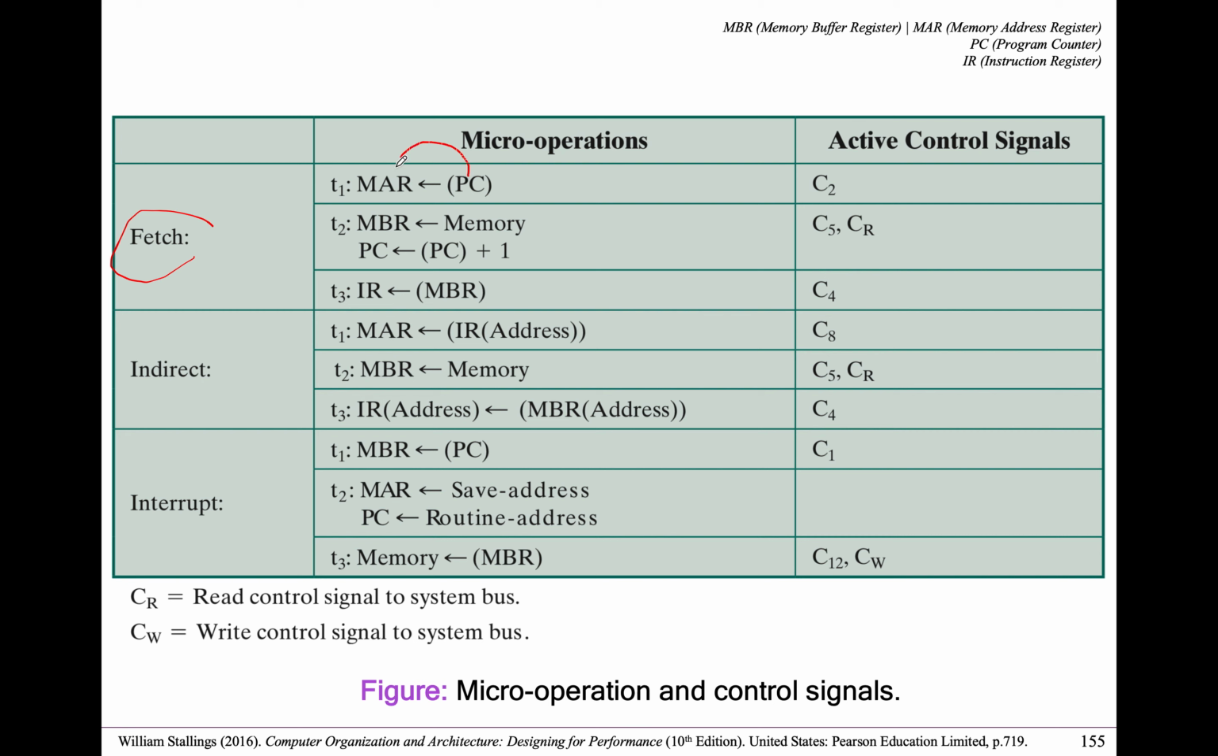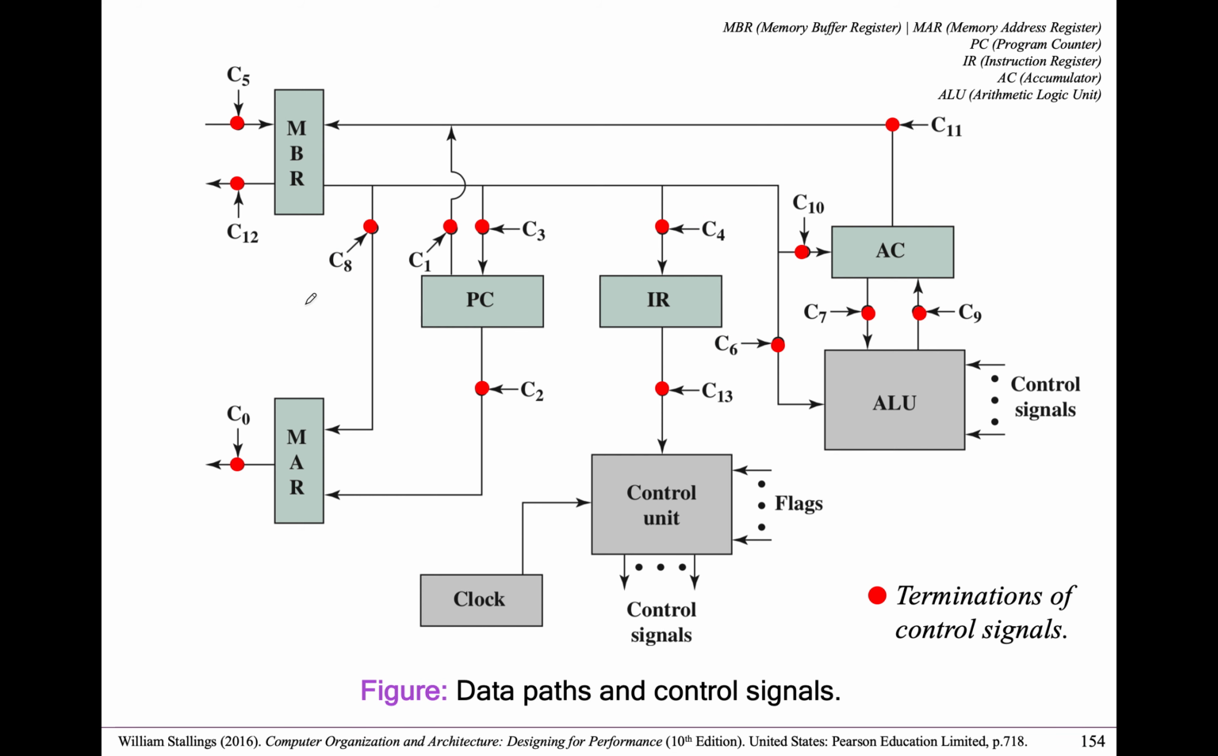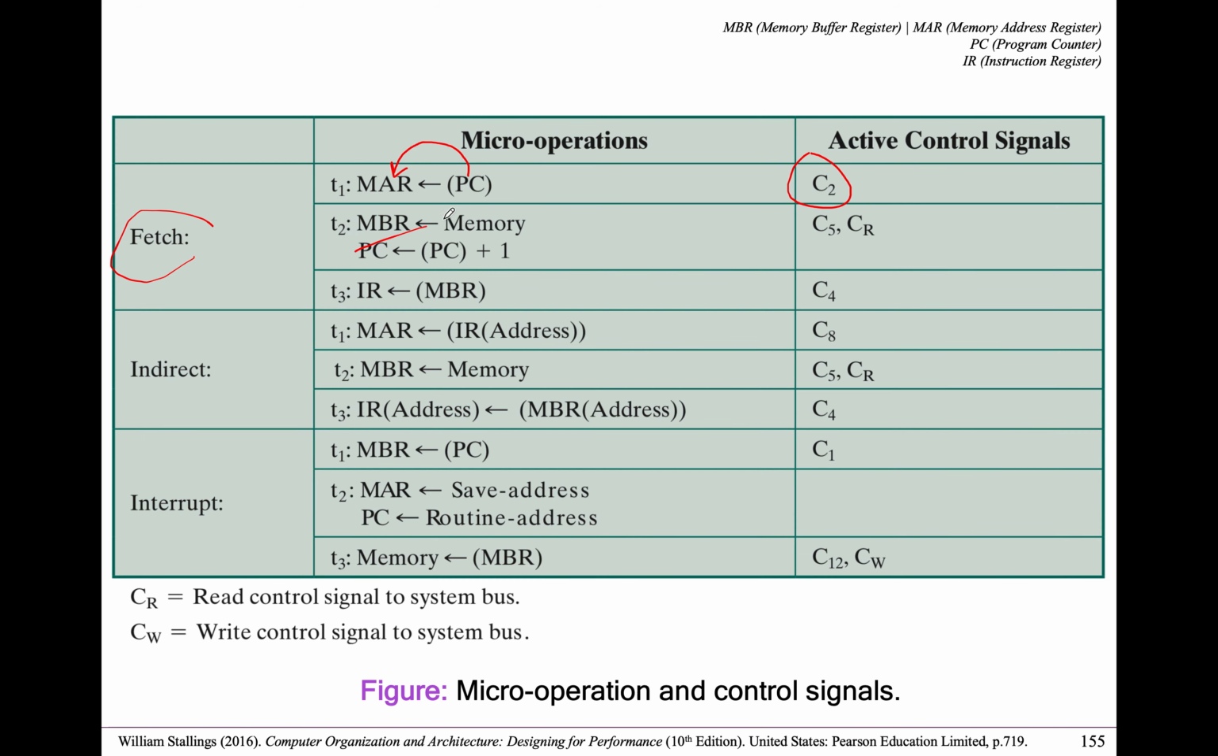You can see from PC, you are going to get the value and store it into your MAR. So it is under C2, active control signal. So from your PC, you store the value to your MAR using C2, which is your control signal. And next is under MBR. From memory to your MBR, and you are going to increase the PC. So it is going to use CR, which is the read control signal to bus.